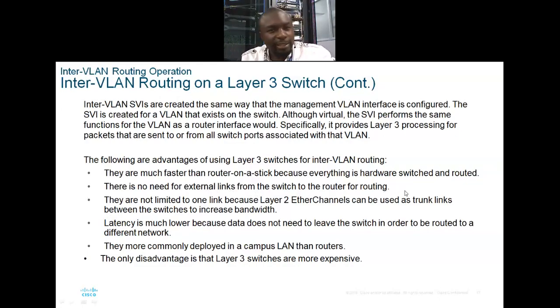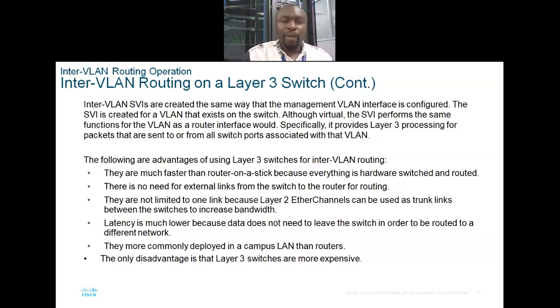So since everything is directly on the switch, they are not limited to one link, because layer 2 EtherChannels can be used as trunk links between switches to increase bandwidth. EtherChannel is saying, okay, if I have fast Ethernet switches that run 100 Mbps, I can configure EtherChannel to combine 2 or 3 fast Ethernet links to give me 300 Mbps. That's the technology we are seeing here.